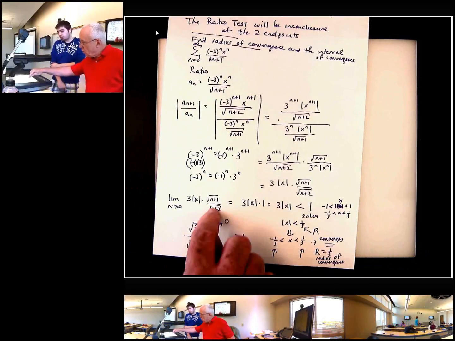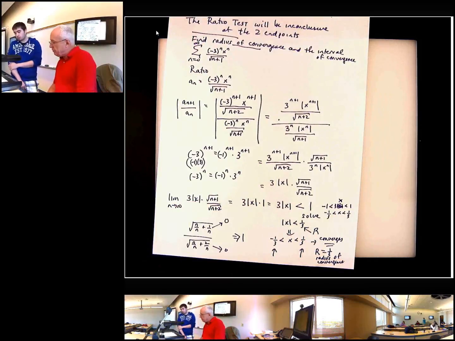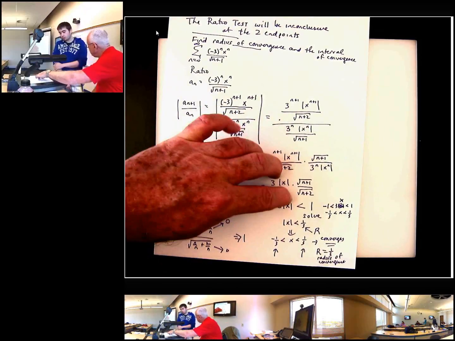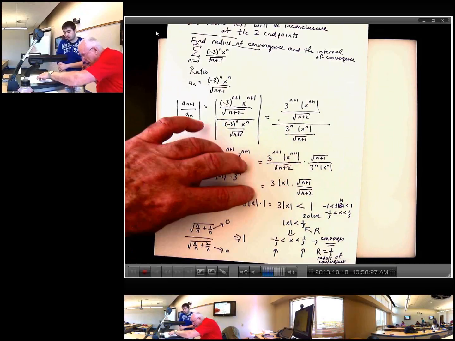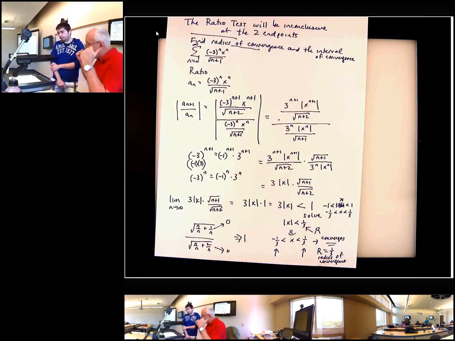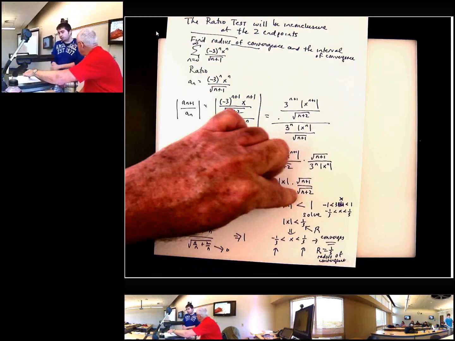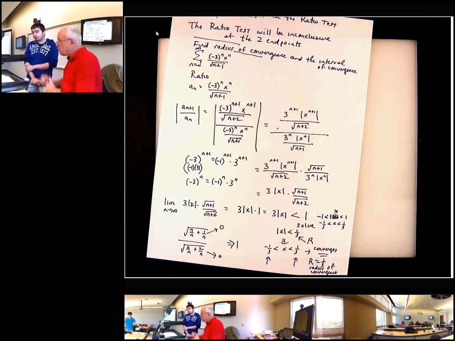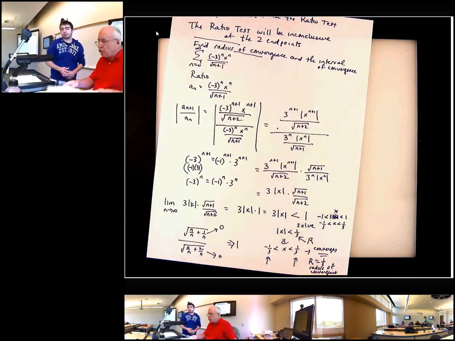So this will go to a 1, and this still stays 3, and that still stays the absolute value of x. So the limit of our ratio is 3 times the absolute value of x. Now, we want this to converge. We want to find out where it converges. So by the ratio test, it has to be less than 1. Yes, right, because we want to find out where it converges for sure. So that's why we're setting it less than 1 and then proceeding to solve that inequality. Okay? All right, sure.